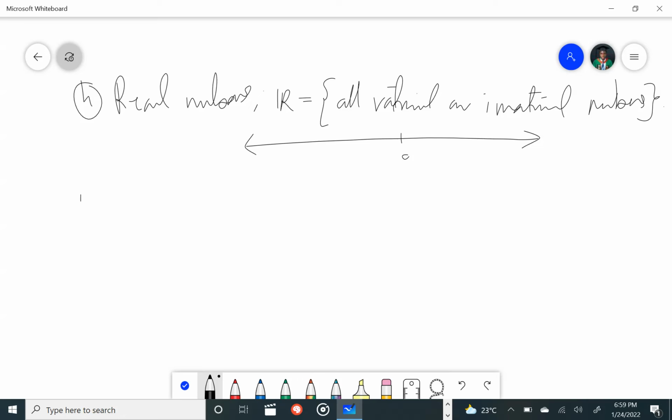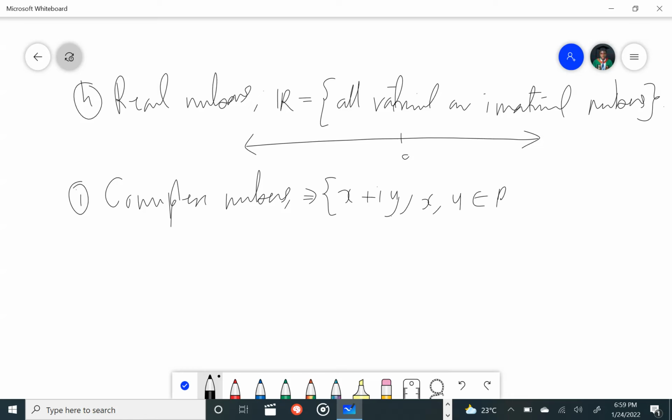Then the last set of numbers that we'll talk about is complex numbers. After this, we'll talk about sets, then we now start functions. So now, complex numbers. These are numbers like x plus iy, where x and y are real numbers.